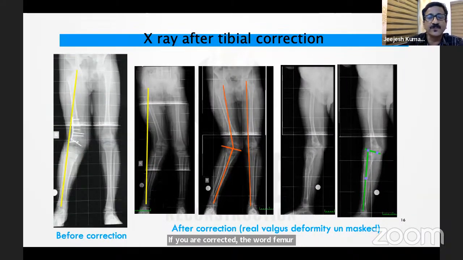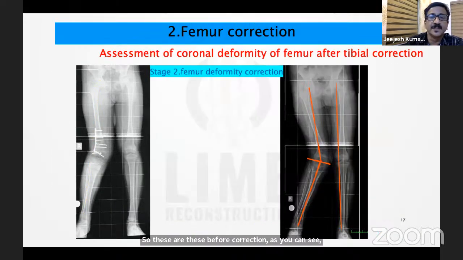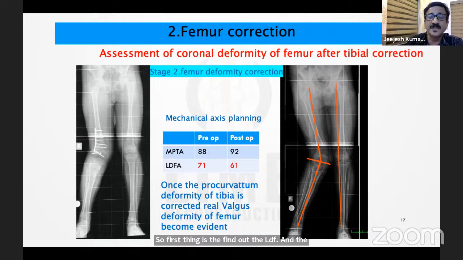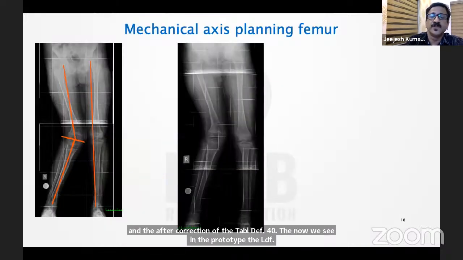So this is the full-length X-ray before correction. As you can see after correction, there is a difference in the mechanical axis. Now, coming to the femur correction planning. Here, the femur deformity correction by mechanical axis planning. First thing is to find out the LDFA and the MPTA, to see where the problem is. Here, the LDFA before correction of the tibial deformity was 71 degrees. After correction of the tibial deformity, in the full X-ray, the LDFA is 61 degrees. So obviously it has increased.